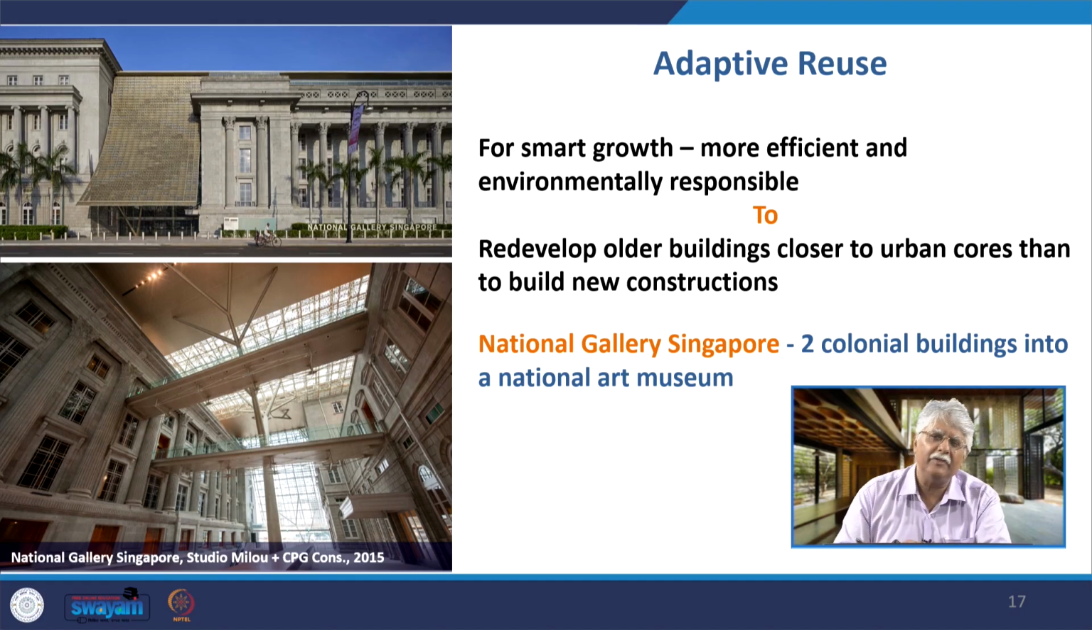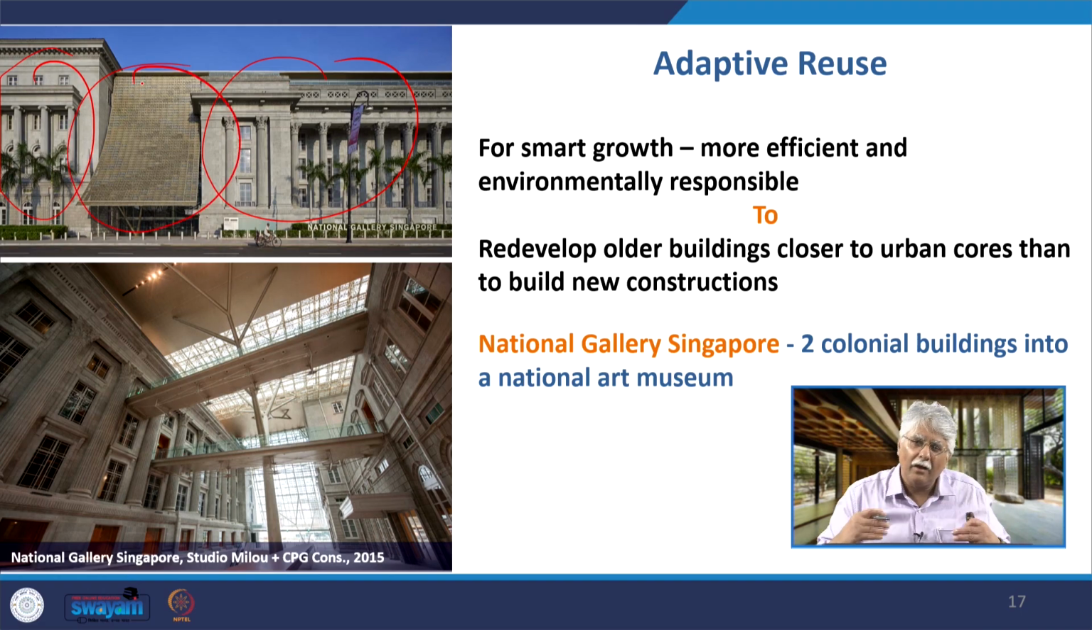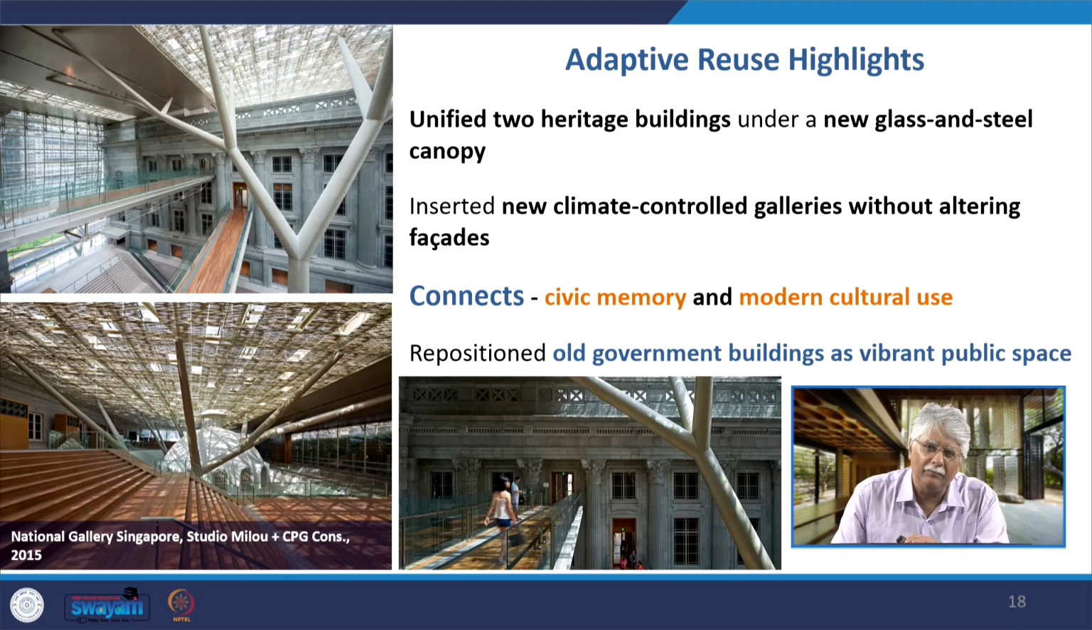Another wonderful example is the National Gallery in Singapore. There are two colonial buildings, in the midst of which this part has been covered up. The two colonial buildings have been put together into the National Art Museum, and it unified two heritage buildings under a new glass and steel canopy, inserted new climate controlled galleries without altering the facades of the buildings, and connects the existing civic memory of these buildings with a modern cultural use. It repositioned old government buildings as vibrant public spaces, thus contributing to the social fabric of the city.